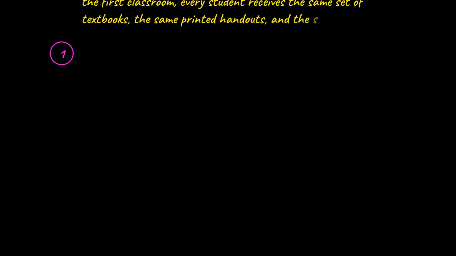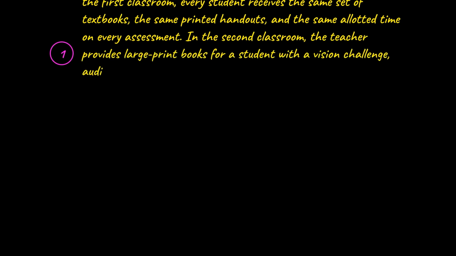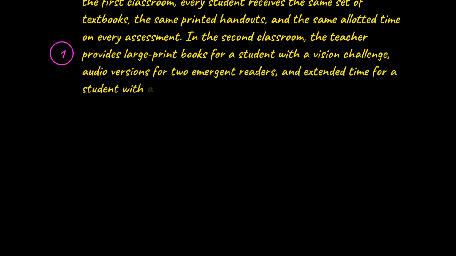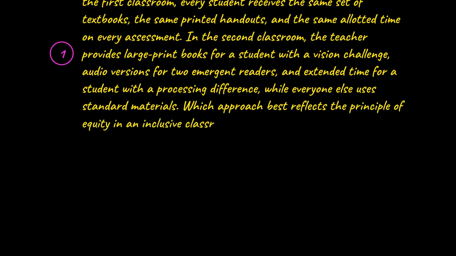Question 1. A school district reviews 2 classrooms in the same building. In the first classroom, every student receives the same set of textbooks, the same printed handouts, and the same allotted time on every assessment. In the second classroom, the teacher provides large print books for a student with a vision challenge, audio versions for 2 emergent readers, and extended time for a student with a processing difference, while everyone else uses standard materials. Which approach best reflects the principle of equity in an inclusive classroom?